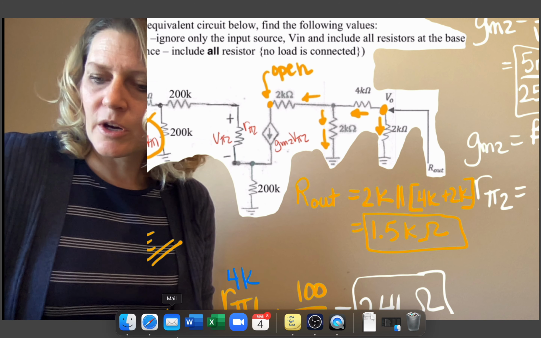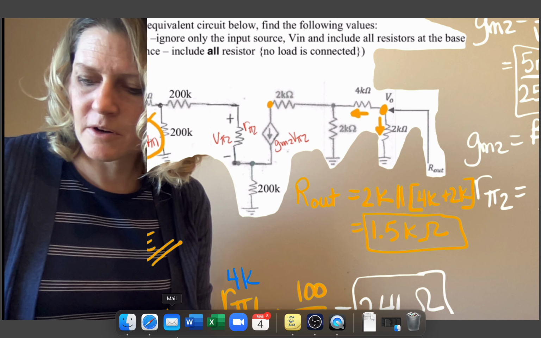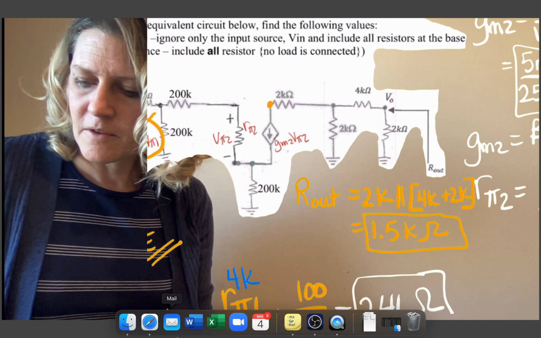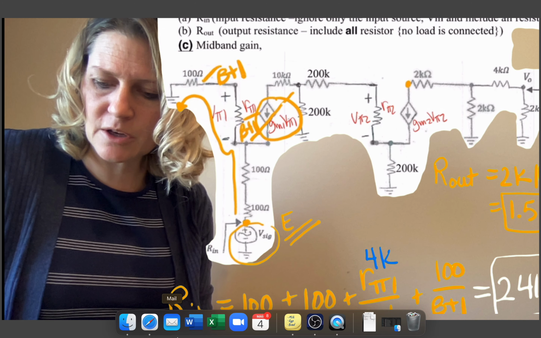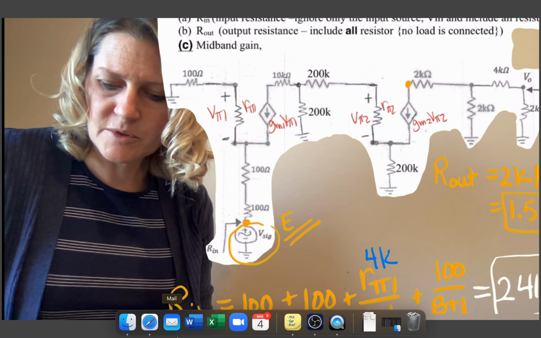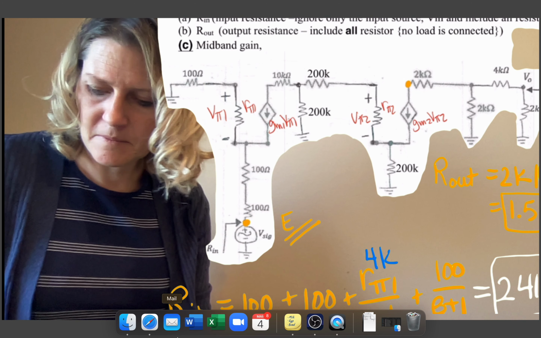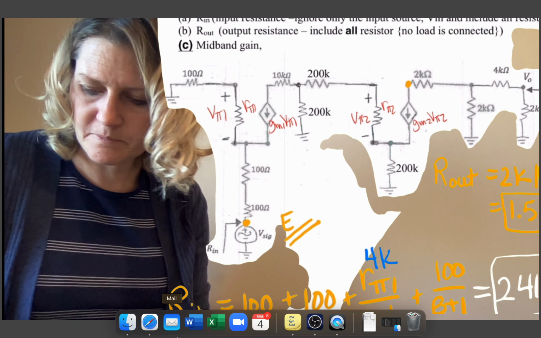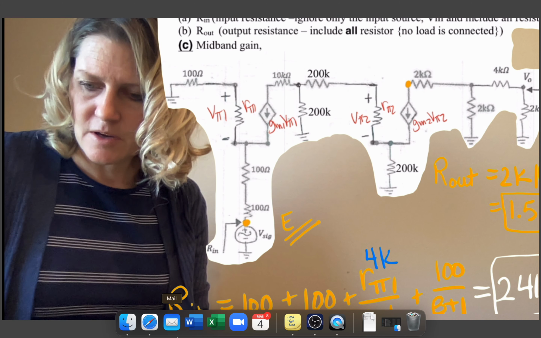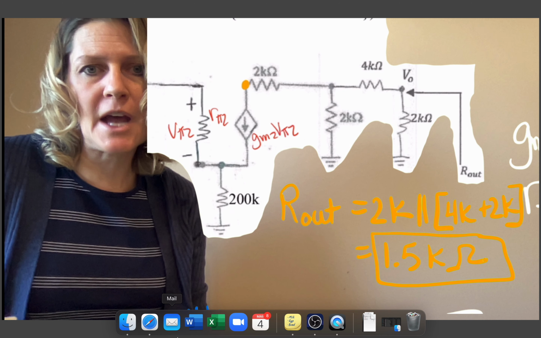So the other information we want is to get V out over V sig, which is located over here. I'm just going to erase these for a minute. All right, so now I'm going to write an equation for this V out node.